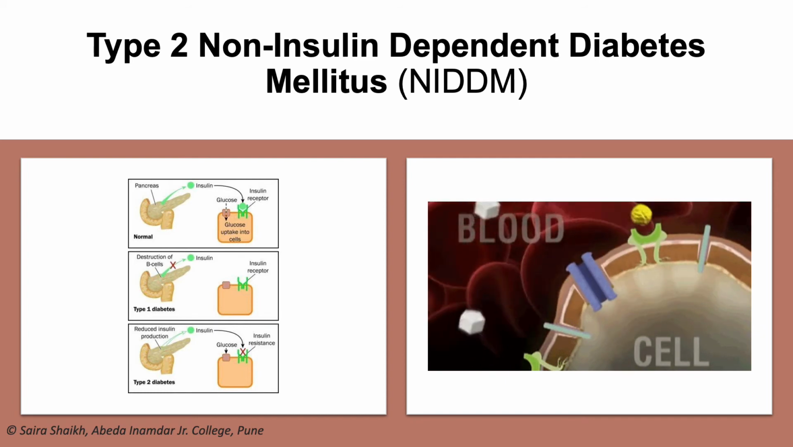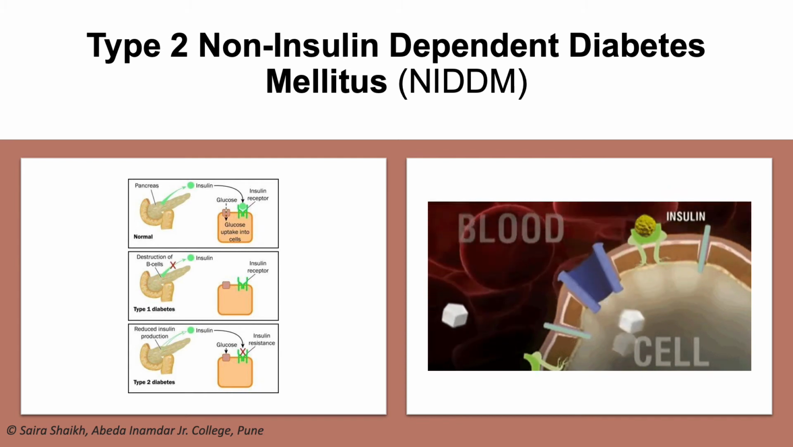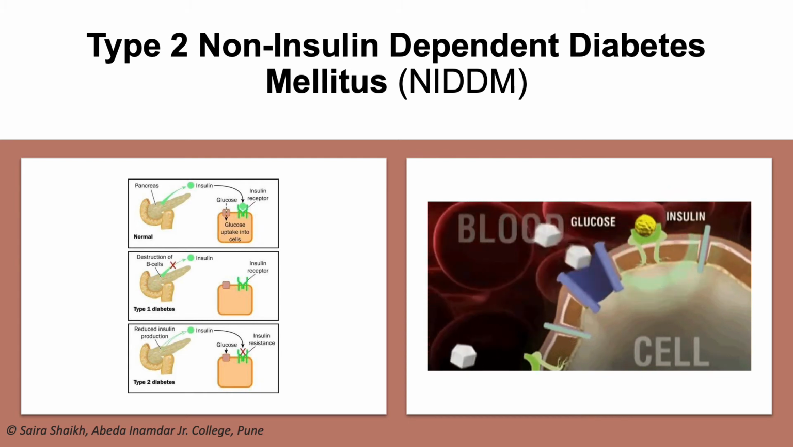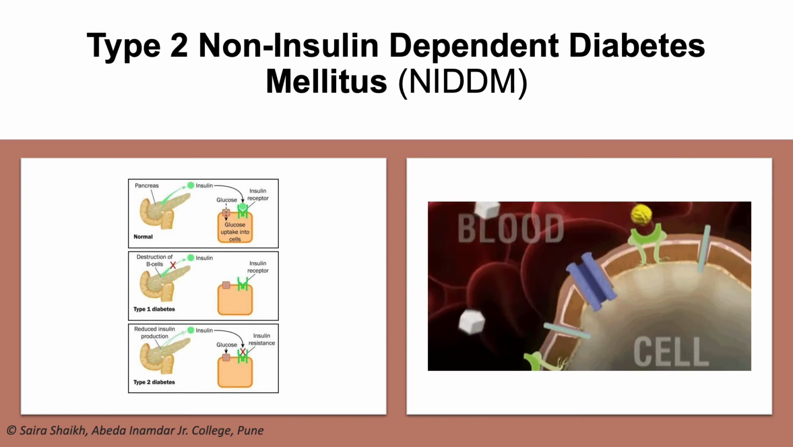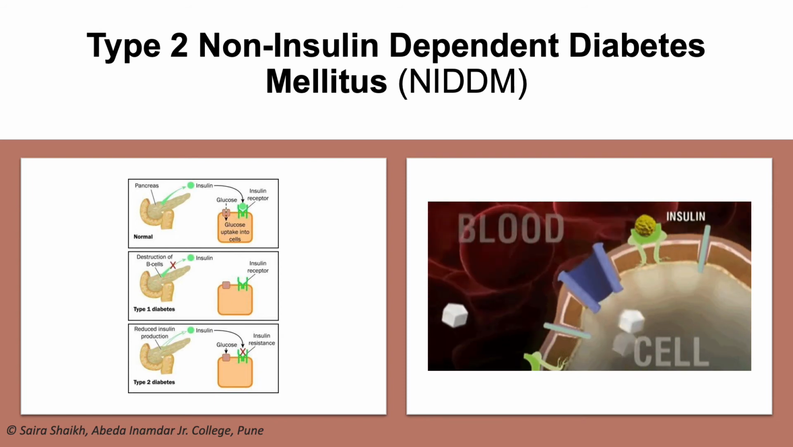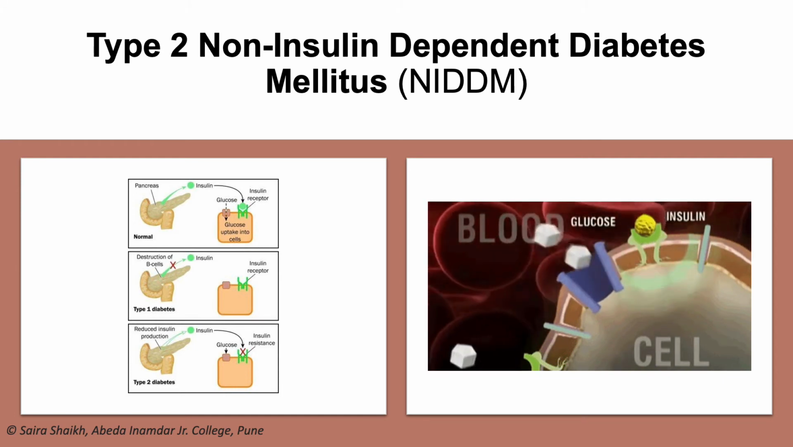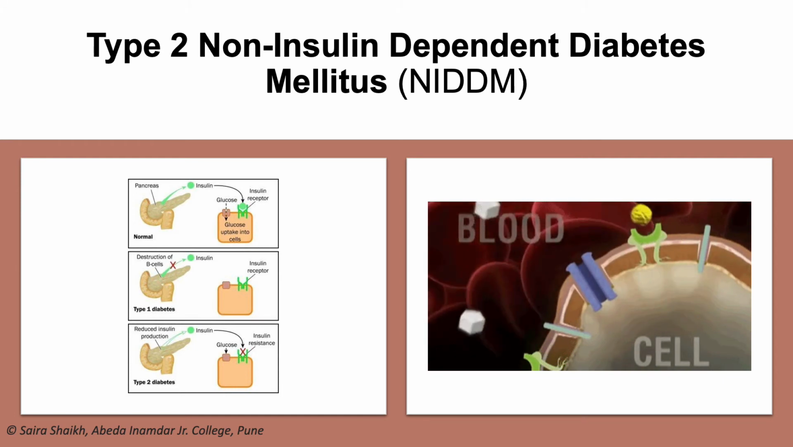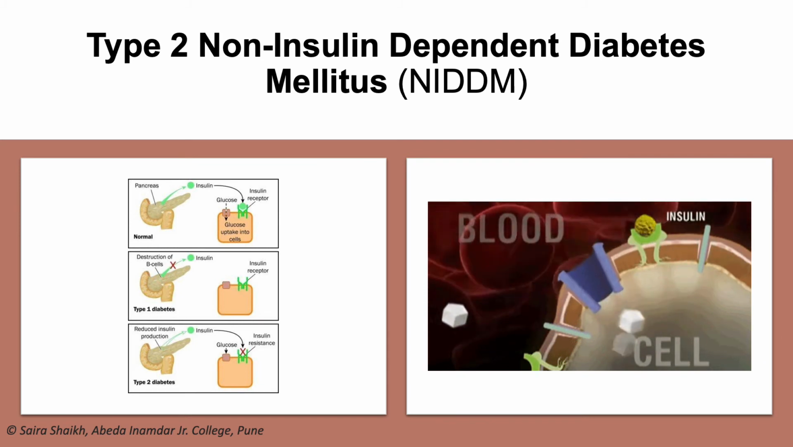When this complex is generated, only then does the glucose gate open. Glucose gate means what? It is the region from where the glucose molecule enters into the cell. So this opening is available only when the insulin is present on the surface of the cell.